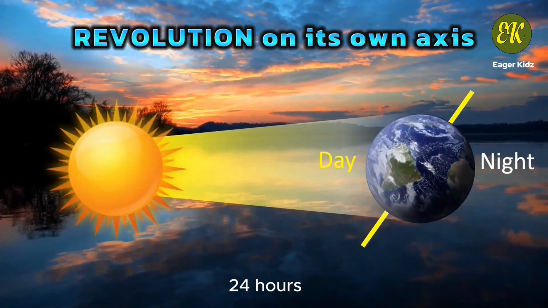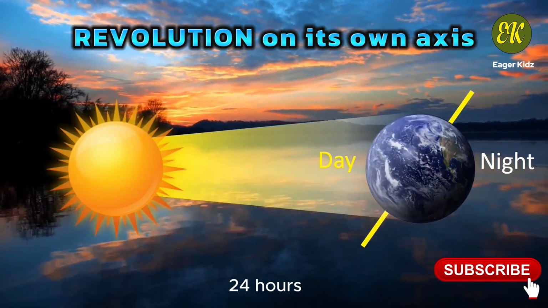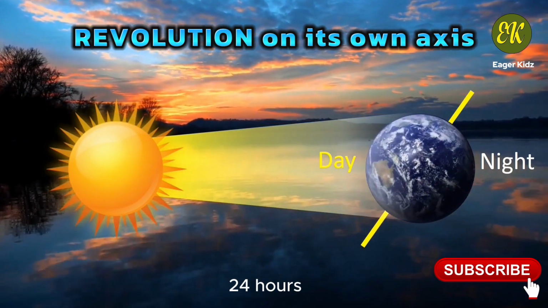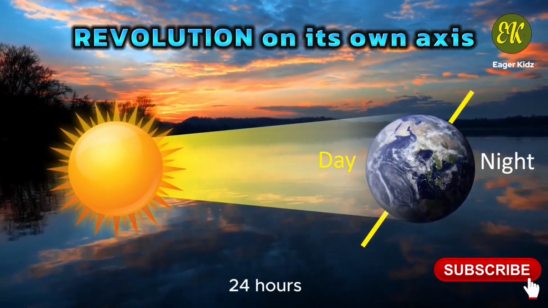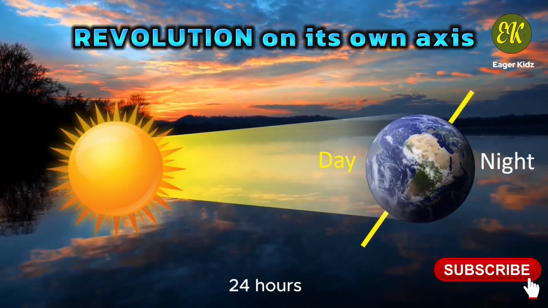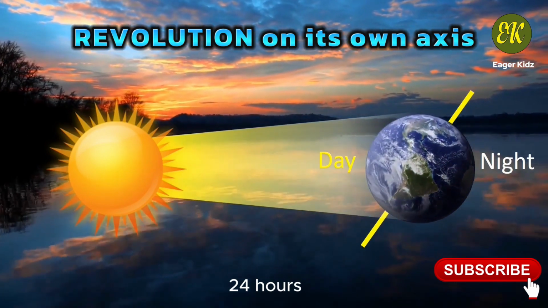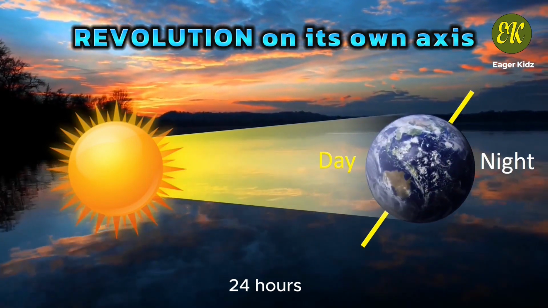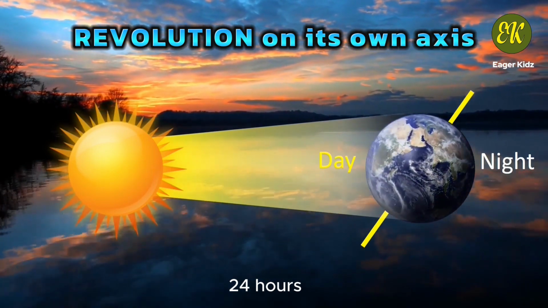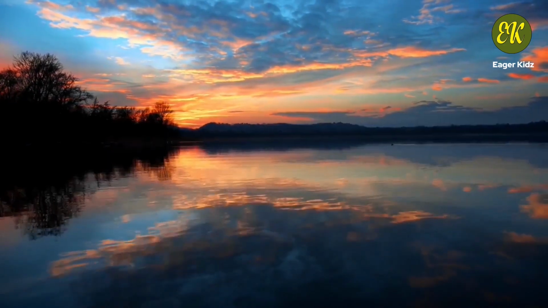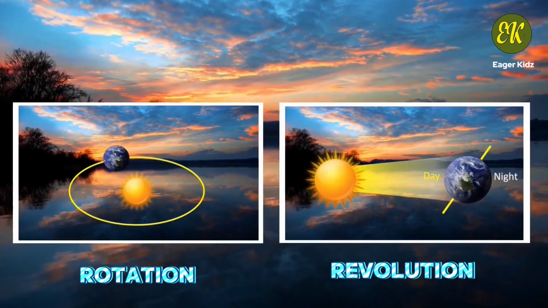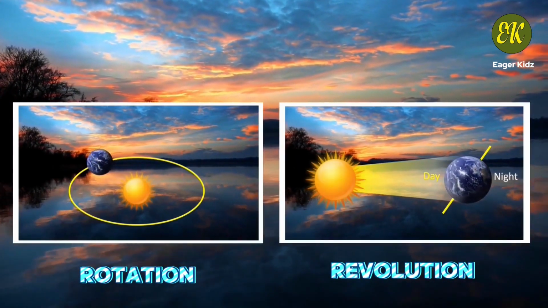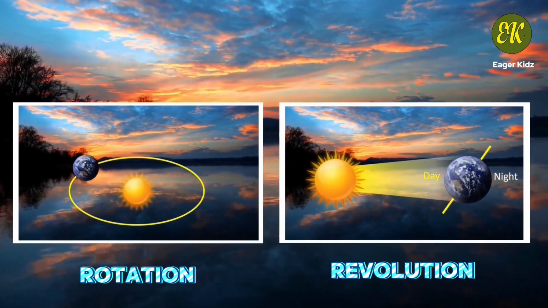The half that faces the sun during the revolution experiences daylight, and the other half, which is away from the sun or in the shadow zone, experiences nighttime. Any place on Earth experiences this day and night phenomenon every 24 hours, and this is due to the revolution of the Earth on its own axis. The rotation as well as the revolution both occur simultaneously, and the Earth moves in counterclockwise direction.